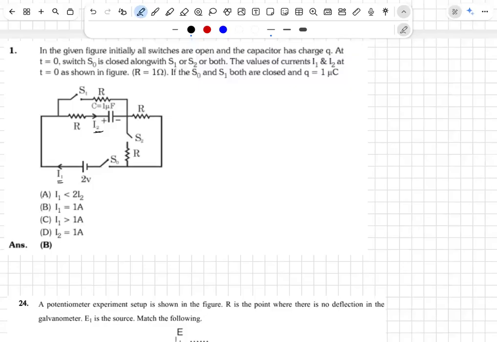What do you want? I1. See, initially, we'll take up cases. Switch S0 is closed along with S1 or S2 or both. I am assuming S0 and S2 closed. No, no. S0 is closed along with S1 or S2 or both.